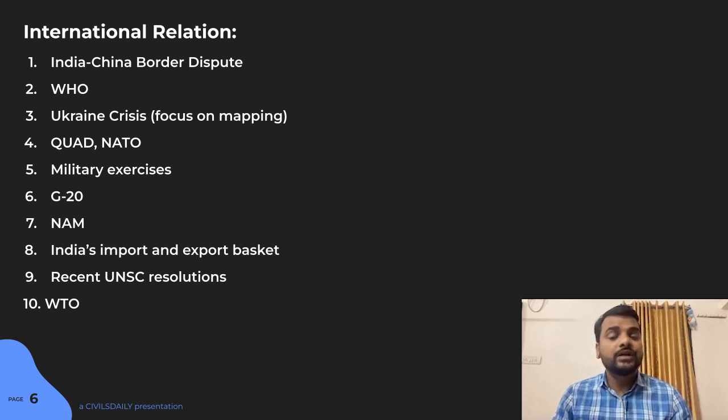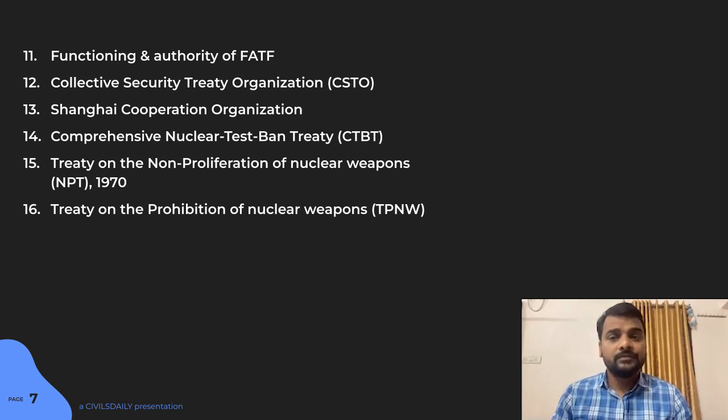Then recent UNSC resolutions, whether related to arms and terrorism, the pandemic, or the Ukraine crisis. Then the WTO, whether it has lost relevance and what their current programs are. Then FATF, which is related to black money and terror funding. Pakistan often remains in the news. What are the 3 lists of FATF and how do they impact?